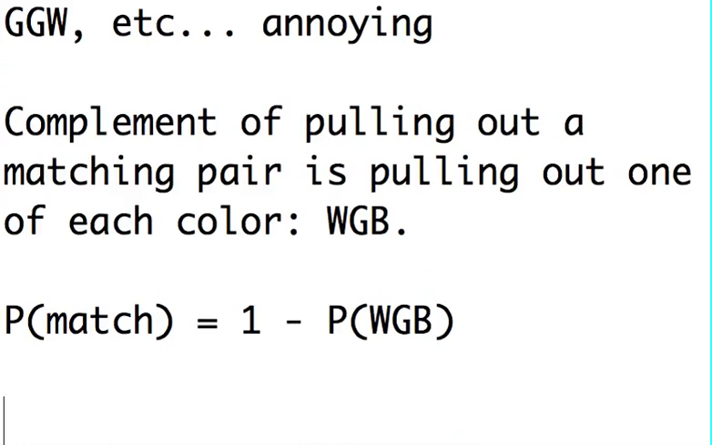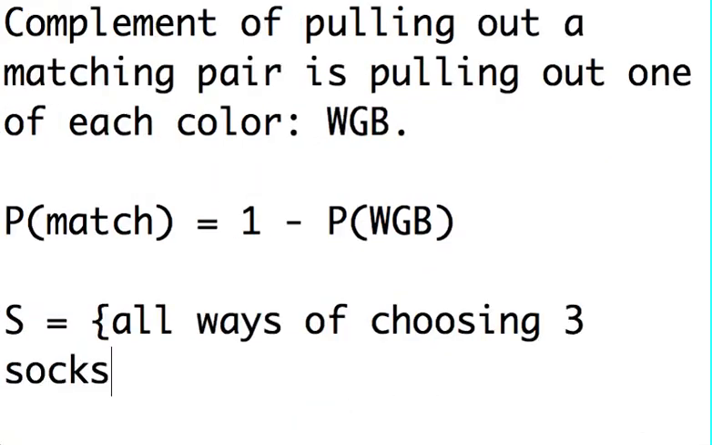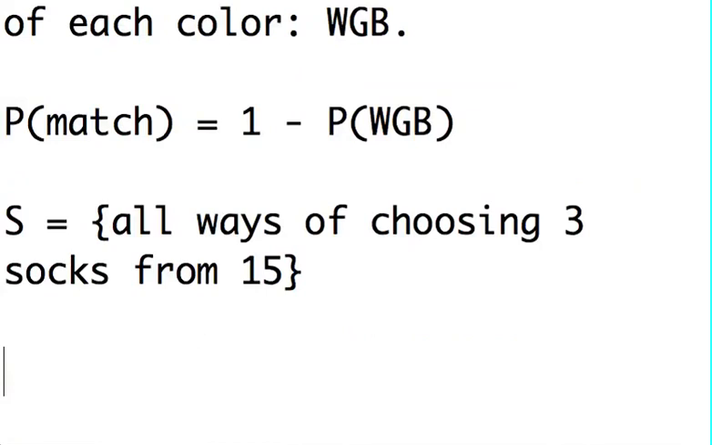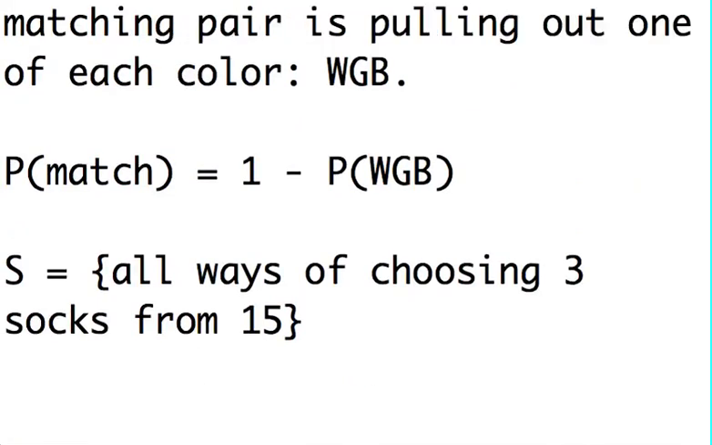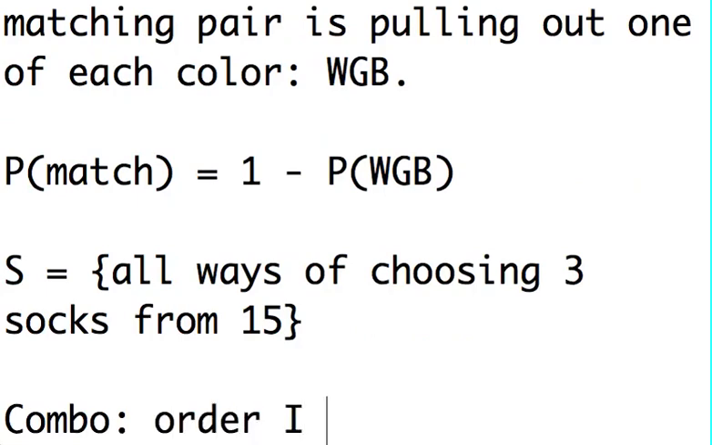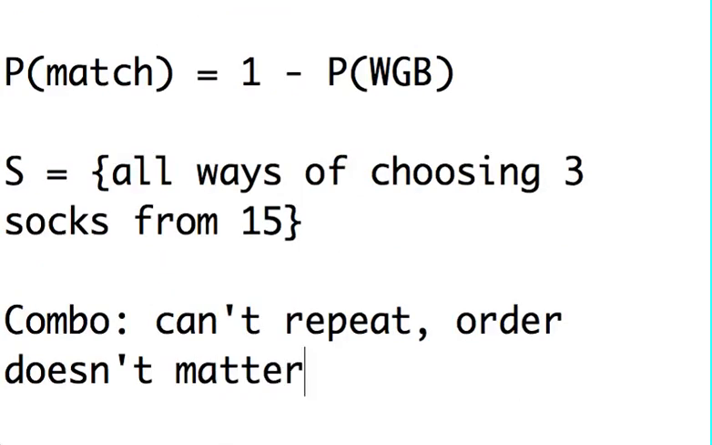Well, what is the total sample space here? Our sample space is all ways of choosing 3 socks from 15. And this is a combination because I can't repeat, and order doesn't matter. I have the same 3 socks no matter how I pull them out, but I can't pull the same sock out twice because I can't put the same sock on both feet.